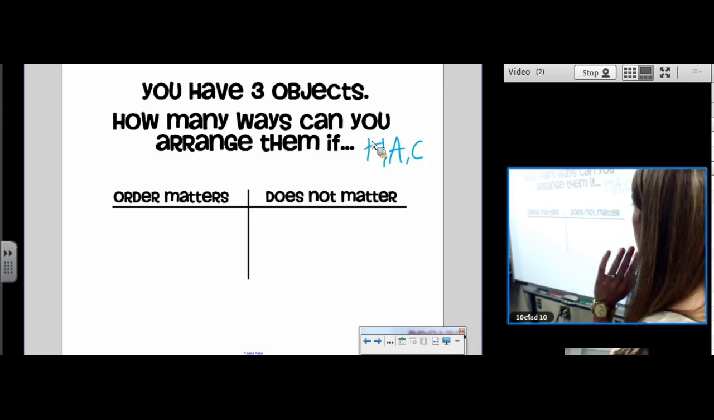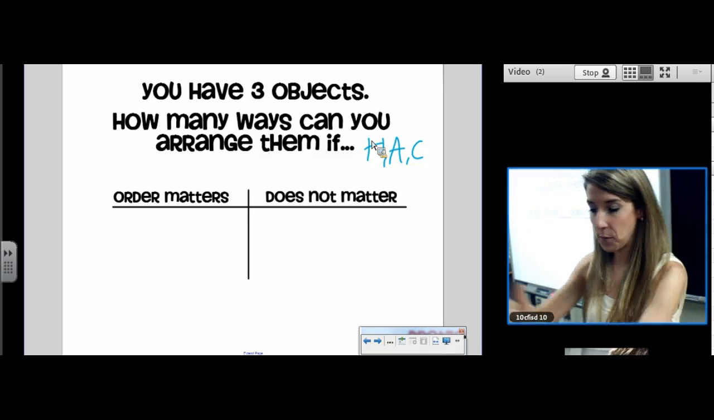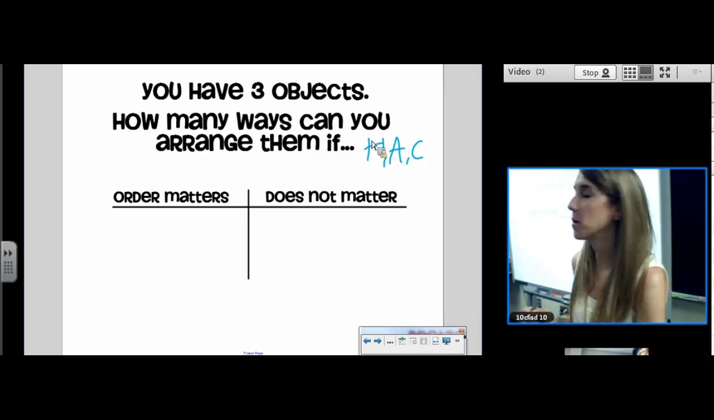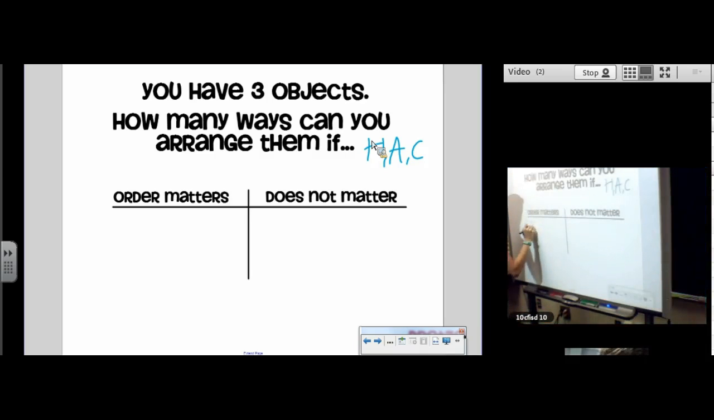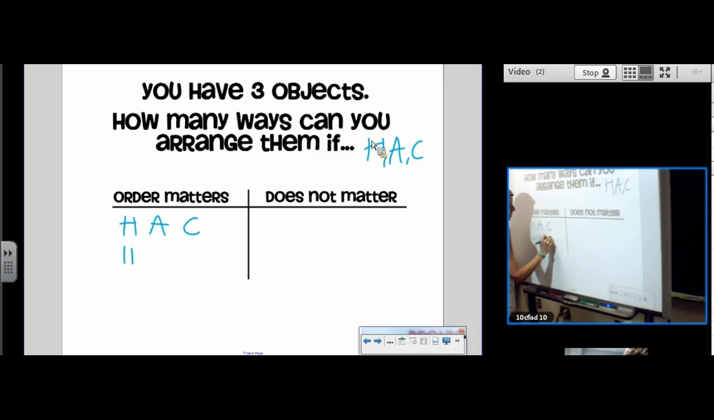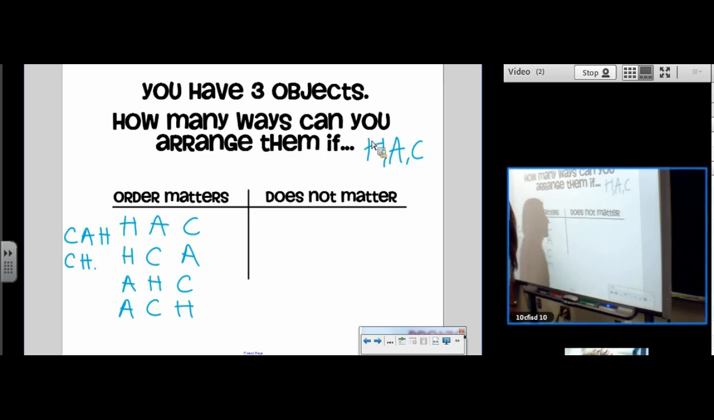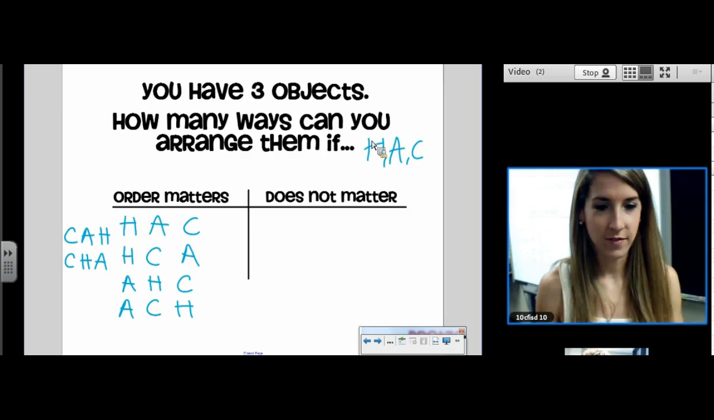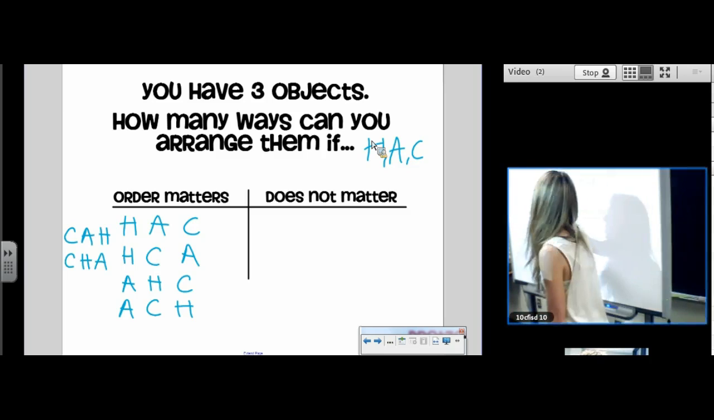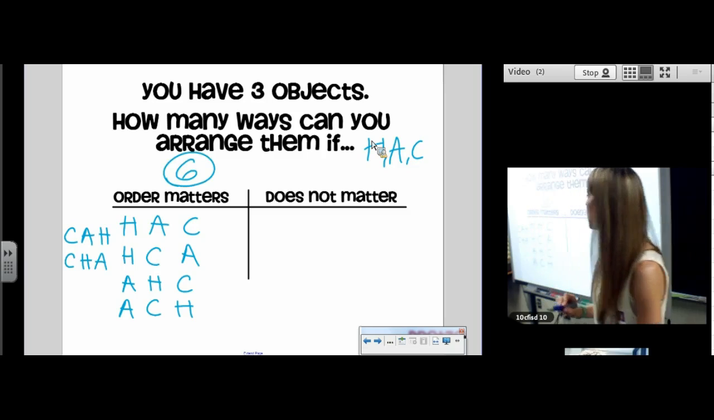Okay, so if order matters, how could we arrange them? If we were lining them up and the order mattered, then we could do what? Hallie, Annabelle, Caroline. We could do Hallie, Caroline, Annabelle. We could do Annabelle, Hallie, Caroline. Annabelle, Caroline, Hallie. And then I'm running out of room. Caroline, Annabelle, Hallie, Caroline, Hallie, Annabelle. How many are there if order matters? Good! There are 6 ways to arrange them.